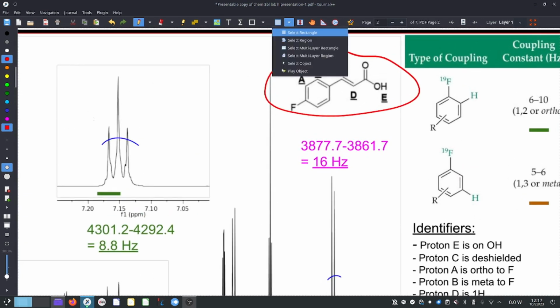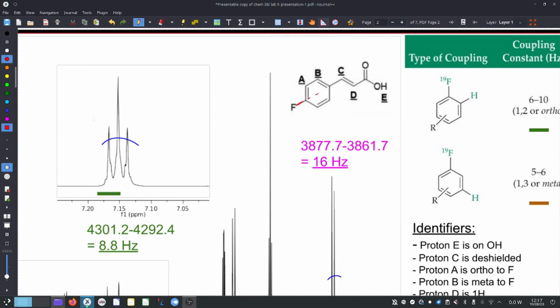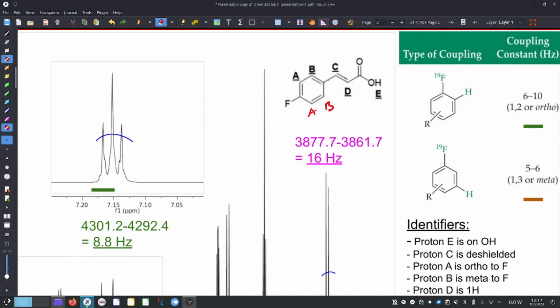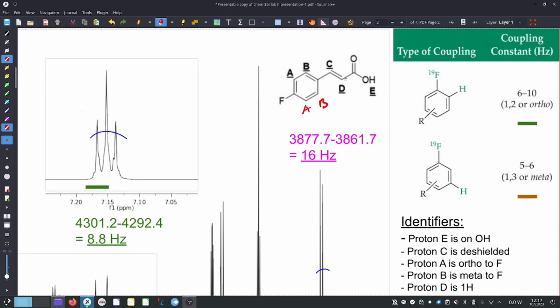Because of the symmetry, we can tell that down here these two are also A and B. So proton E, because this is HNMR, we're looking at the hydrogens, so proton E is part of the OH group, and we know that this is going to be a broad singlet on the diagram, so it can appear anywhere, but it's just going to be a broad singlet.